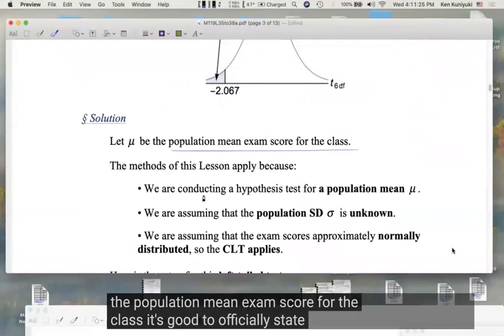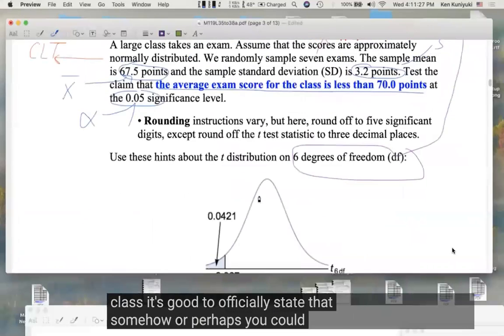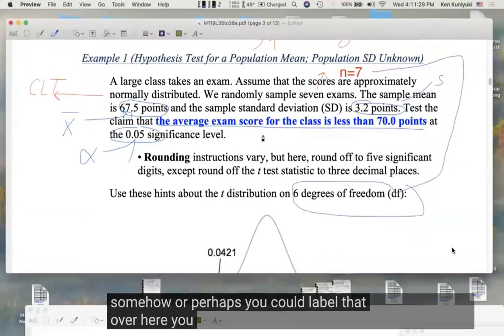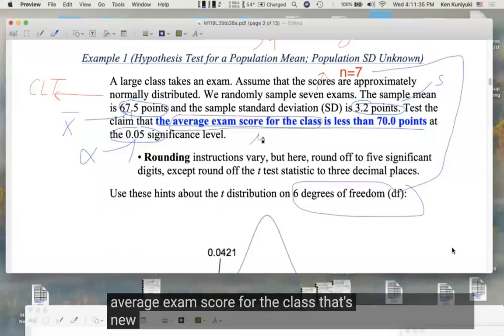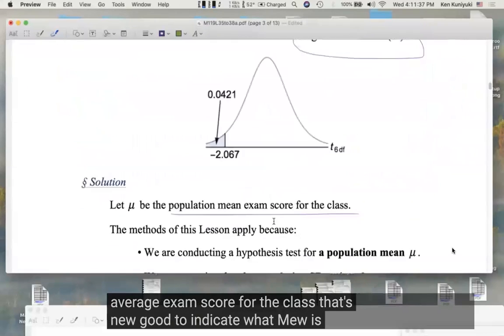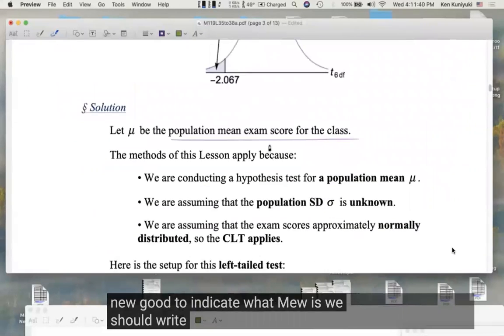It's good to officially state that somehow, or perhaps you could label that over here. Average exam score for the class. That's mu. Good to indicate what mu is. We should write it out.